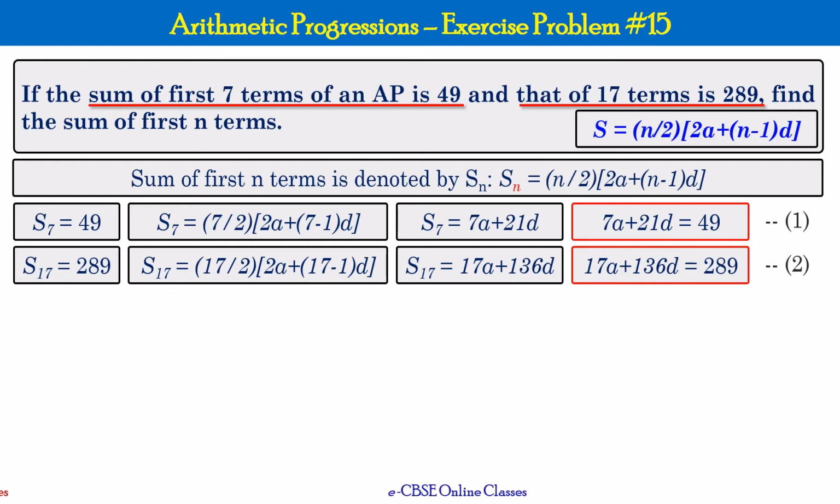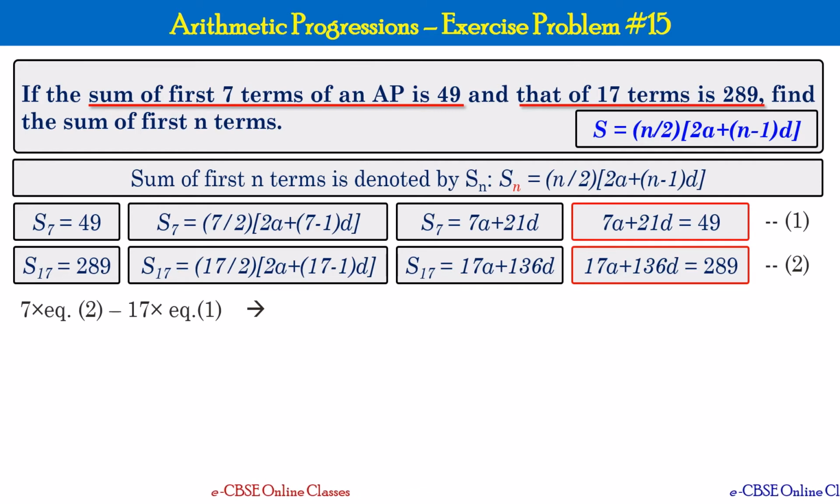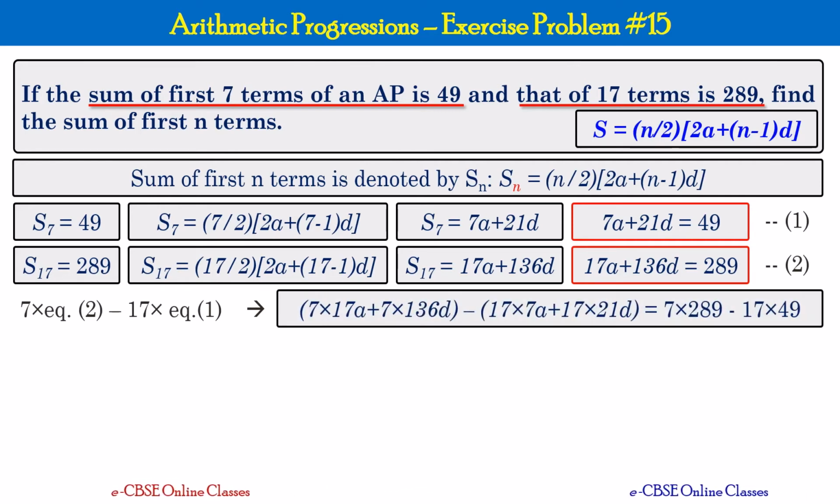Now we need to solve these two equations to get the values of a and d. So let us multiply equation 2 with 7 and subtract equation 1 times 17. So 7 into equation 2 minus 17 into equation 1, that becomes, on the left hand side it is 7 into 17a plus 7 into 136d minus 17 into 7a plus 17 into 21d. On the right hand side it is 7 into 289 minus 17 into 49.